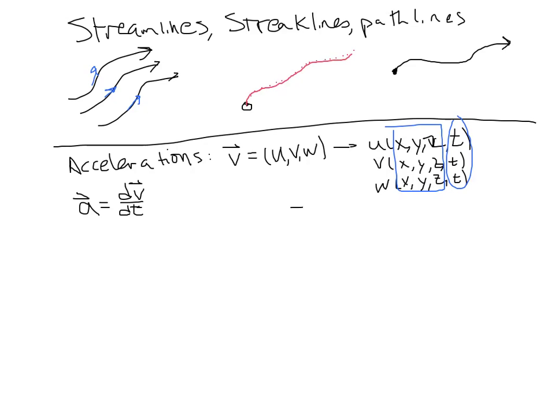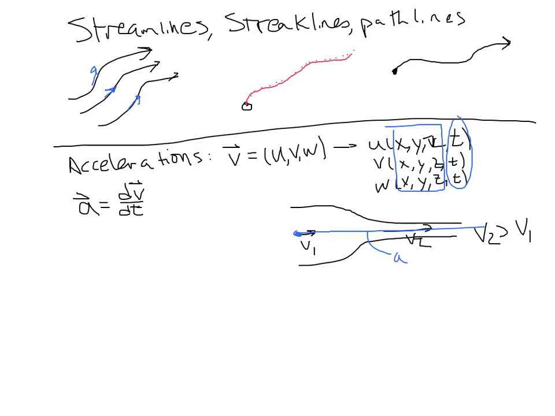A nice example of this that I talked about in lecture is flow through a constriction, where we go from velocity 1 into velocity 2, where velocity 2 is greater than velocity 1. That means that a particle in the fluid that starts out at velocity 1, as it moves along, accelerates into this constriction. And so there's an acceleration it experiences due to the spatial variation. How do we capture that mathematically?